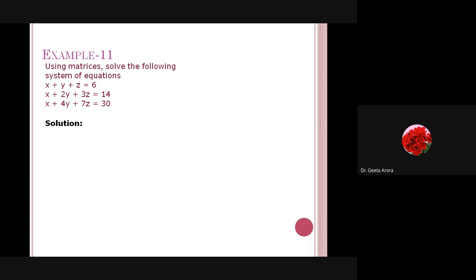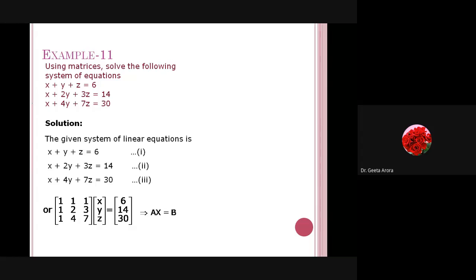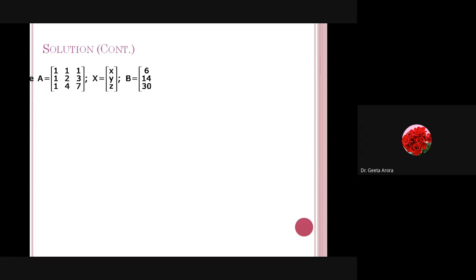So here we have the simple question that we have to solve the given system of equations. So what do we have to do? We have to write down the coefficient matrix, the unknowns, and the right hand side. So it is AX = B. Given the equations, you can see 1, 1, 1, 1, 2, 3, and 1, 4, 7. From the three equations, x, y, z we have written in column form, and the right hand side is 6, 14, and 30. So it is AX = B.